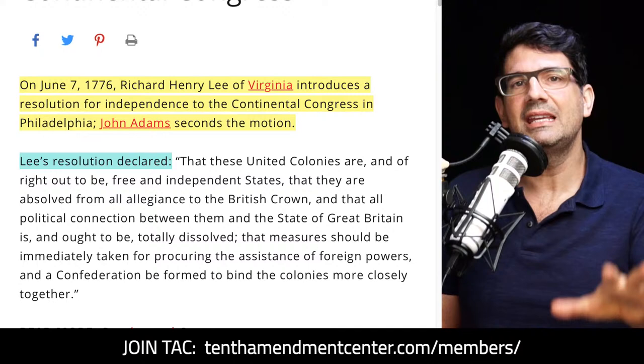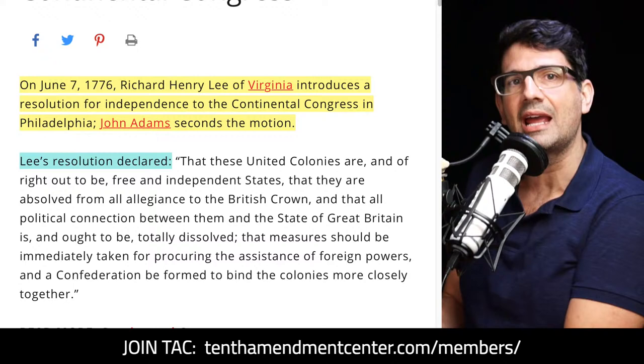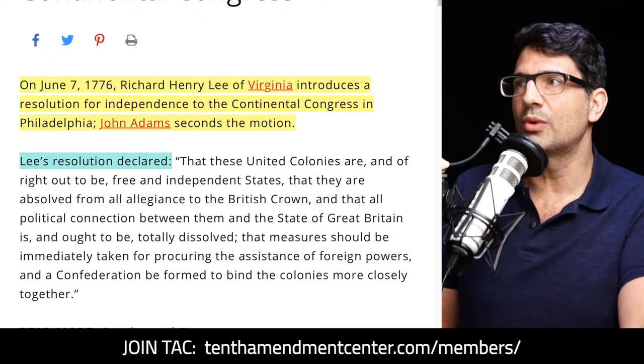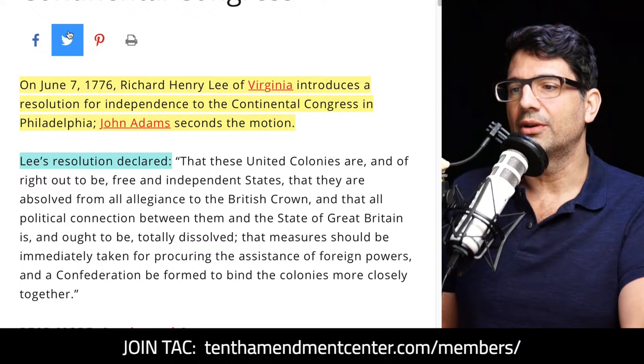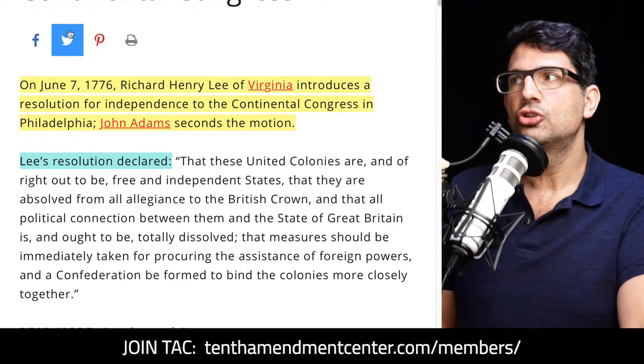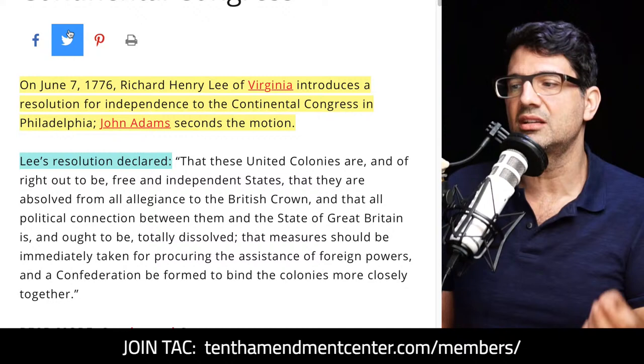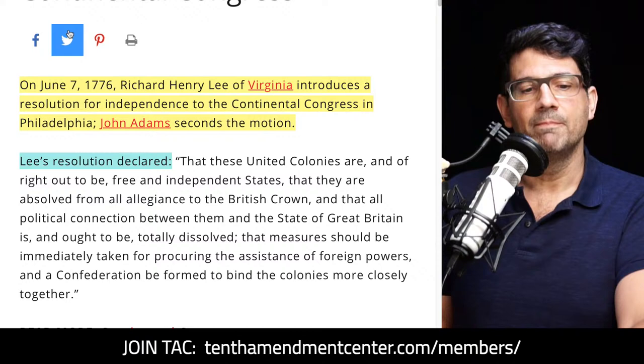And Lee's resolution, this is what it declared, on June 7th, 1776. It actually passed on July 2nd, 1776, which is why Adams thought that this was going to be Independence Day. Here's the resolution. I'll read it. It's very short. That these United Colonies are, and of right ought to be, free and independent states, that they are absolved from all allegiance to the British Crown, and that all political connection between them and the state of Great Britain is and ought to be totally dissolved, that measures should be immediately taken for procuring the assistance of foreign powers, and a confederation be formed to bind the colonies more closely together.